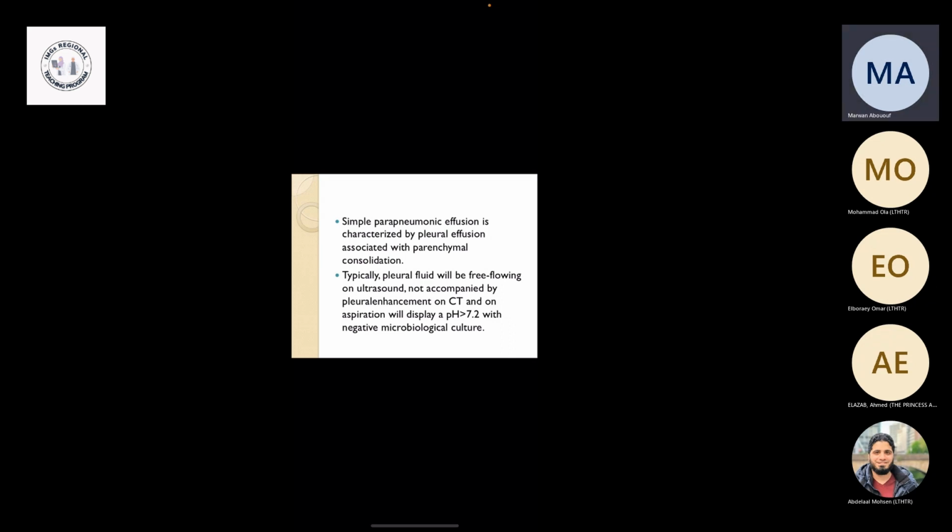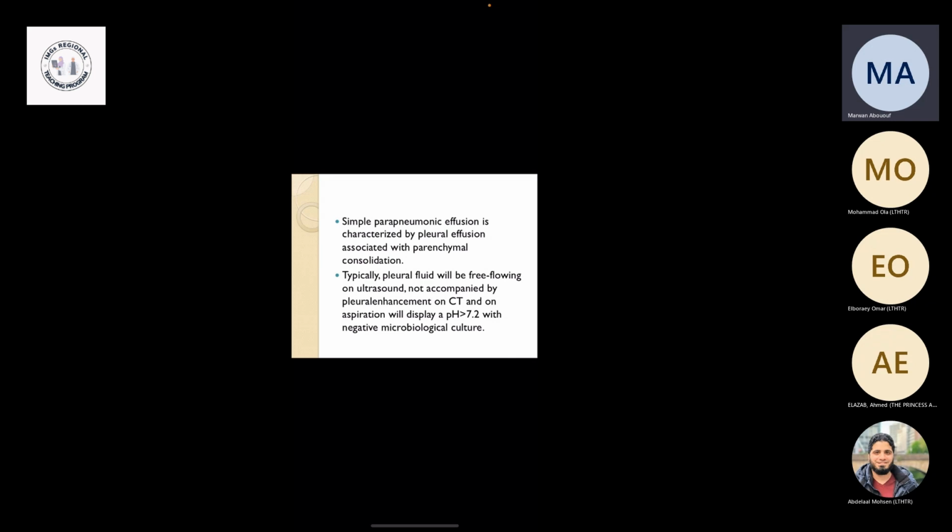Typically, the pleural fluid will be like the transudate one. It will be free flowing on ultrasound, no septations, no loculation, and it will be anechoic, so it's completely black. It's not echogenic, not accompanied by pleural enhancement on CT. And on aspiration, the pH will not be very low because the organism is not present. There is no active infection. The pH will be more than 7.2. This is the simple parapneumonic effusion.